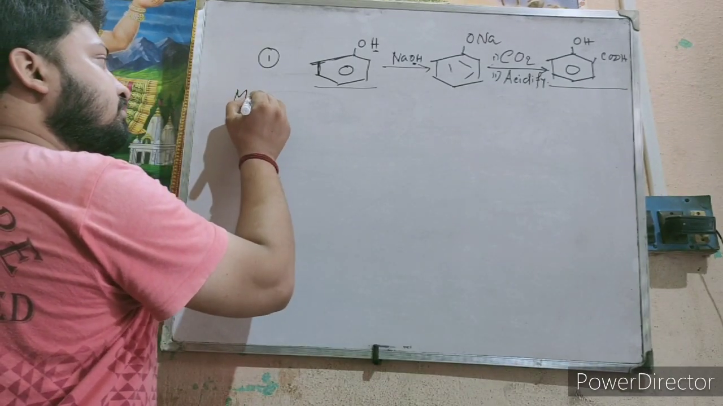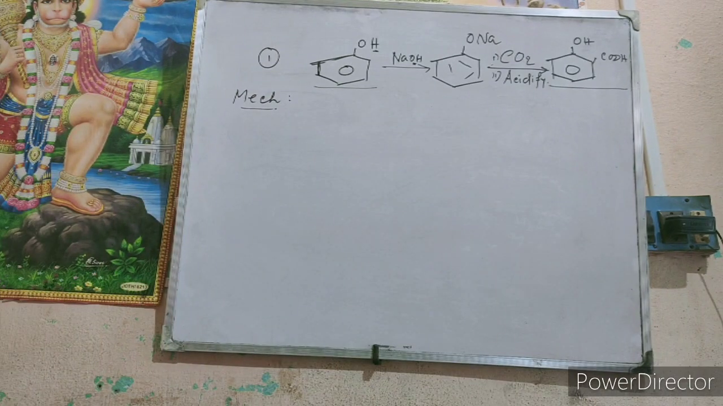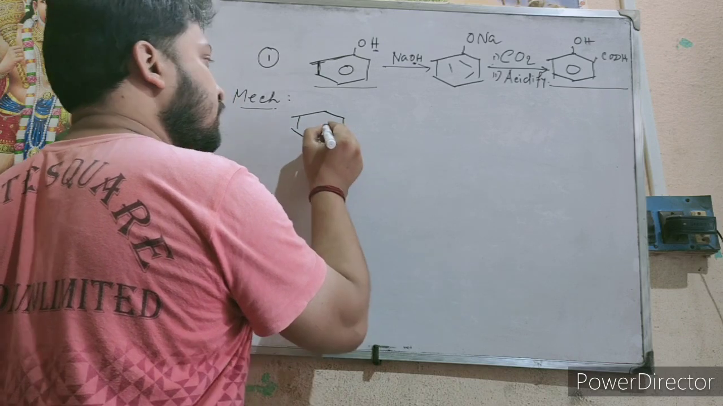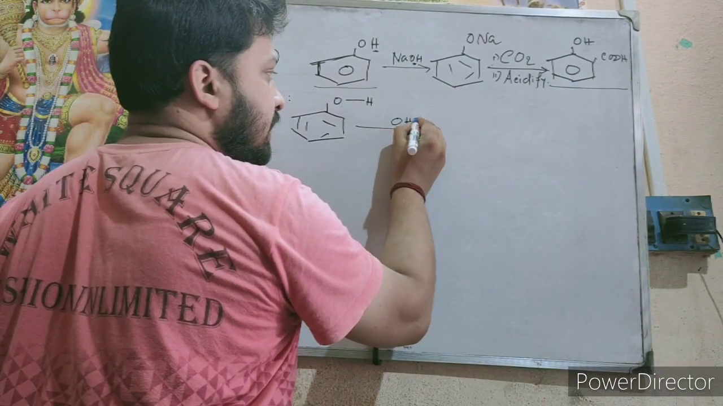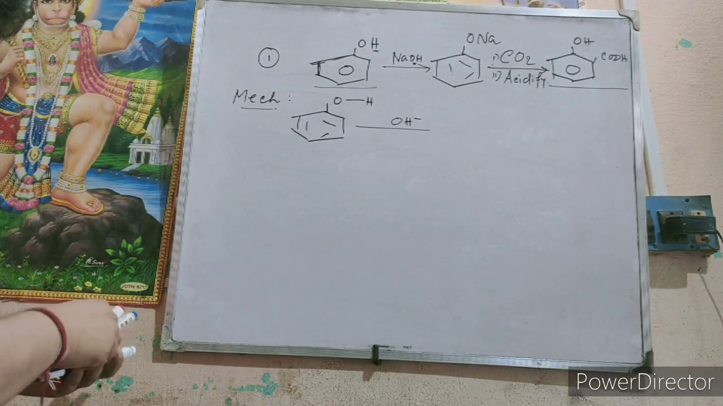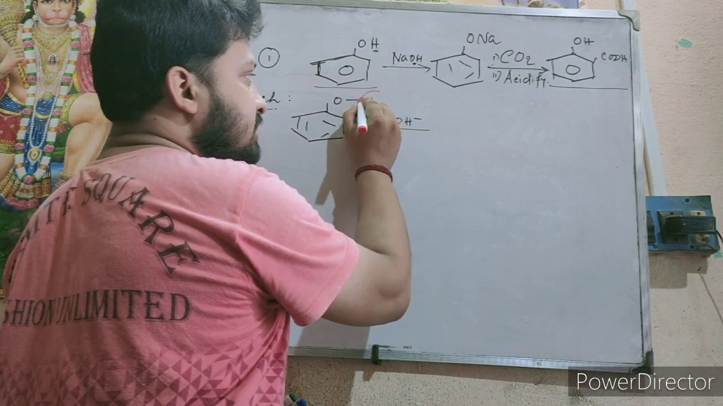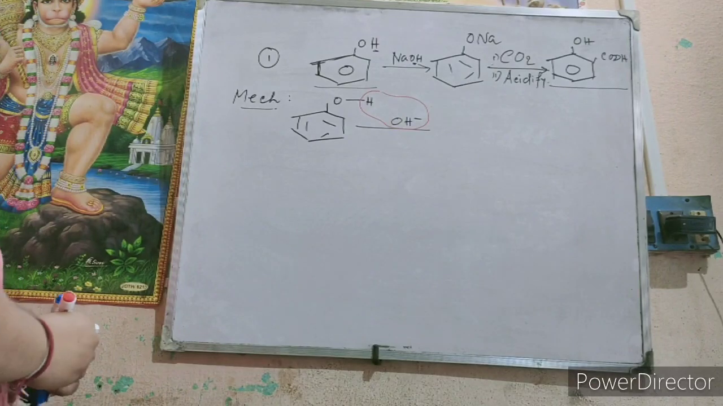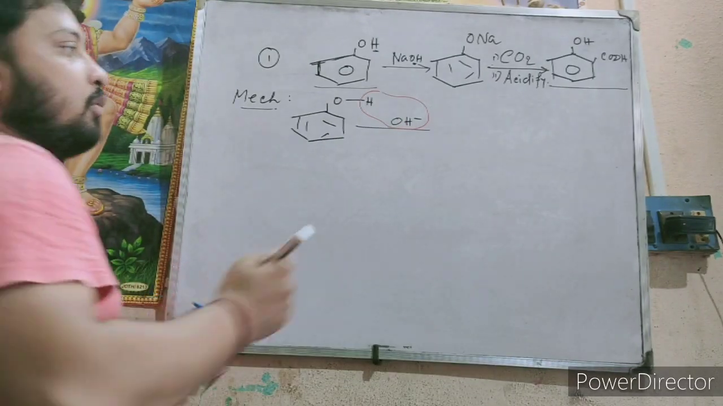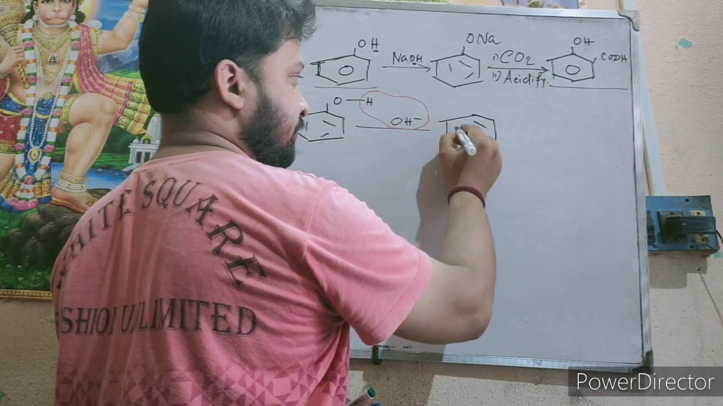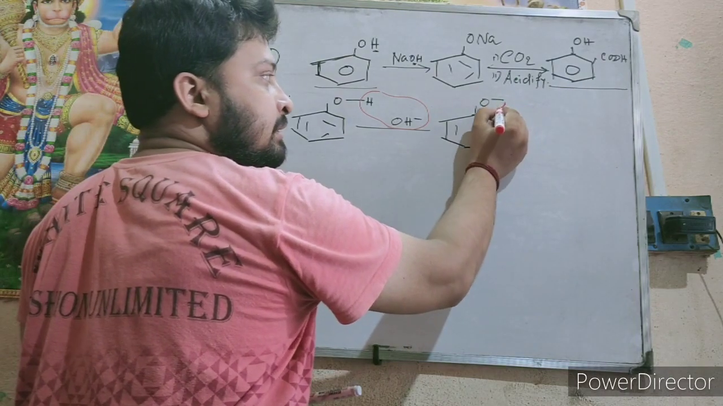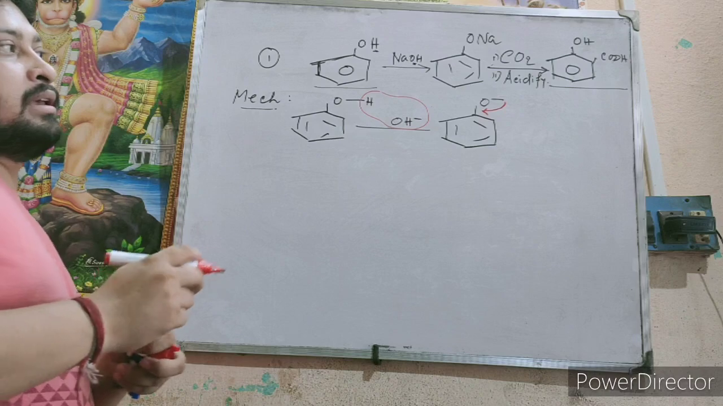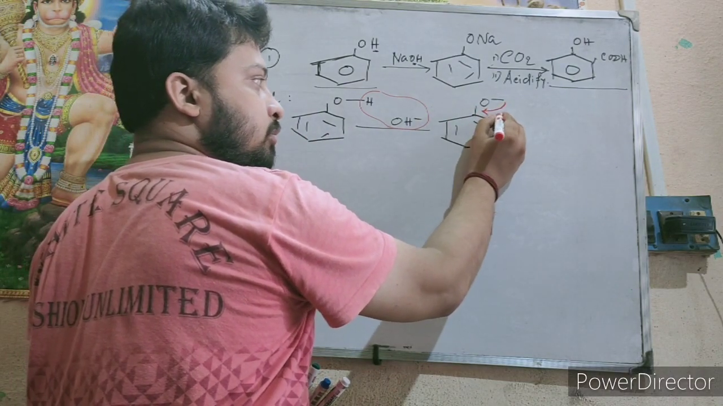Now what is the mechanism behind it? The mechanism is, firstly we have this benzene, with this O and H. Now you use OH minus, which is coming from the NaOH. OH minus and H give you a water molecule, so O minus is formed. Now O minus is starting its resonance, so the minus is here and the double bond is broken.